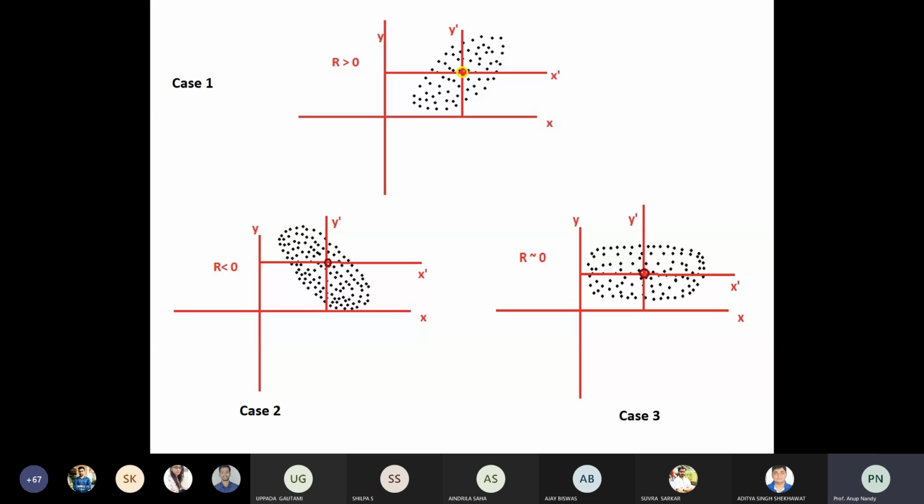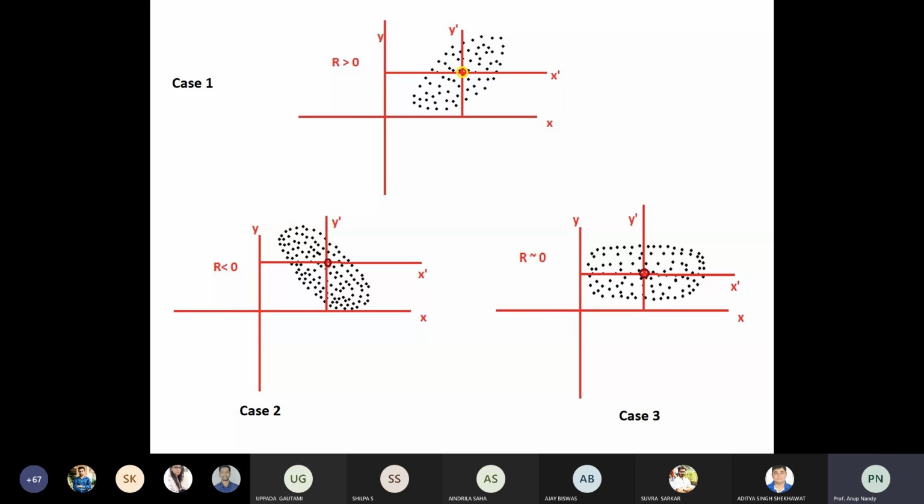Now, in the new axis, what points are you going to have? In the new axis you have the first quadrant, the second quadrant, the third quadrant, and the fourth quadrant. In the first quadrant you have some data points, in the second quadrant some data points, in the third quadrant some data points, and in the fourth quadrant some data points.